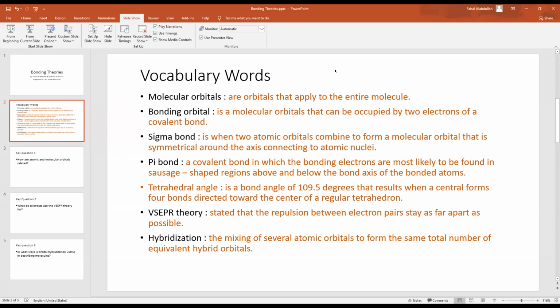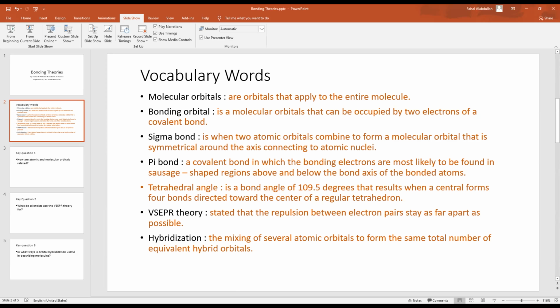Bonding orbital is a molecular orbital that can be occupied by two electrons of a covalent bond. Sigma bond is when two atomic orbitals combine to form a molecular orbital that is symmetrical around the axis connecting two atomic nuclei. Pi bond is a covalent bond in which the bonding electrons are most likely to be found in sausage-shaped regions above and below the bond axis of the bonded atoms.